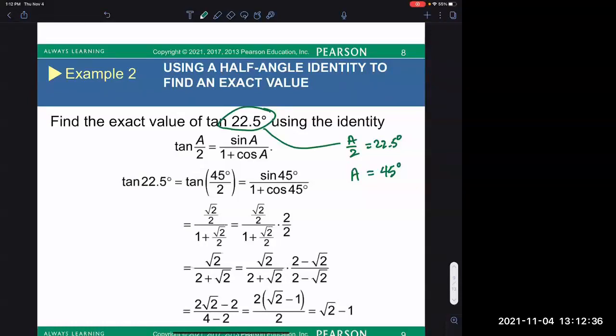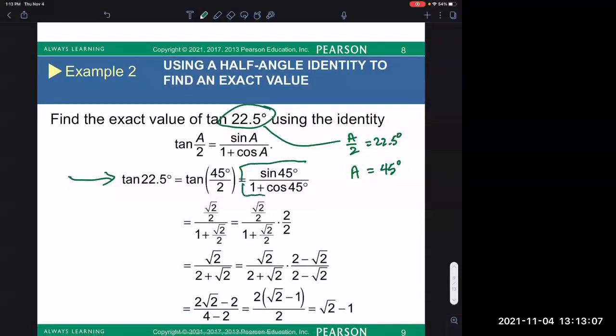And I'm pointing out that you sort of have to mentally do that, because they just automatically did it over here in the second line. So they're saying, all right, we're going to use this identity above. For the tan of 22.5 degrees, we're recognizing that 22.5 degrees is 45 degrees divided by 2. So that's in the form a over 2, and therefore a would be the 45 degrees that we plug into the formula above. That gets us to this expression, where we've plugged in 45 degrees for a from the identity.